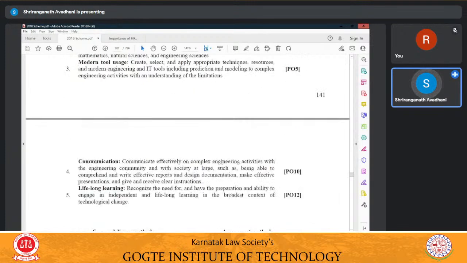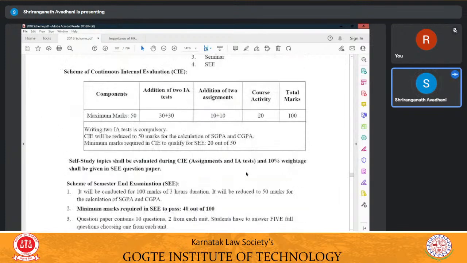As far as IAs are concerned, that is CIE, it is the same: 30 plus 30, then 2 assignments and 1 course activity for 20 marks. So totally it is 100 marks and reduced to 50 marks.